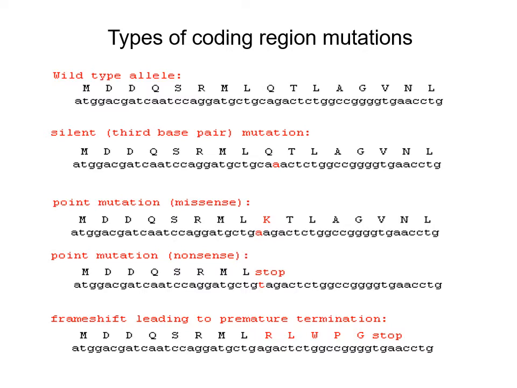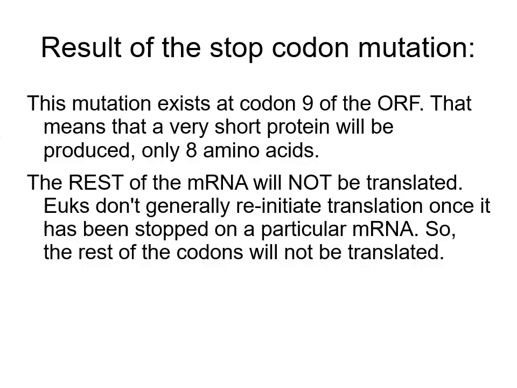Okay, the other two types of mutations shown here are the nonsense mutation, where our CAG is now a TAG, which encodes a stop codon. What that's going to do is basically stop production of that protein at that point, and the rest of the protein after that stop will not be produced. So that mutation exists at codon 9. That means that the protein that will be produced is only 8 amino acids long. The rest will not be translated. Eukaryotes do not reinitiate translation once it has been stopped on a particular mRNA. So that would be a very severe mutation because the rest of the protein simply will not be made.